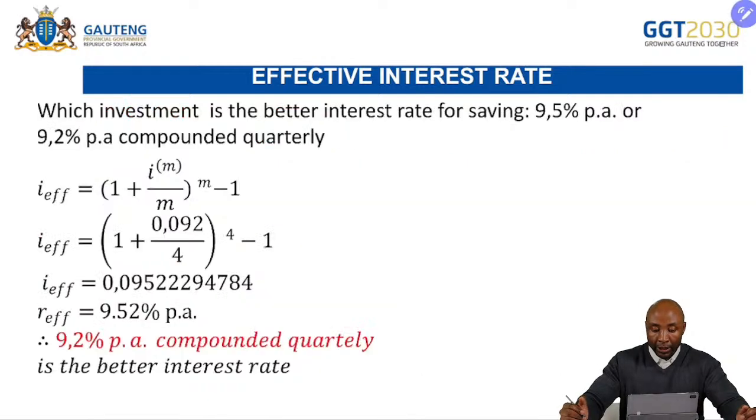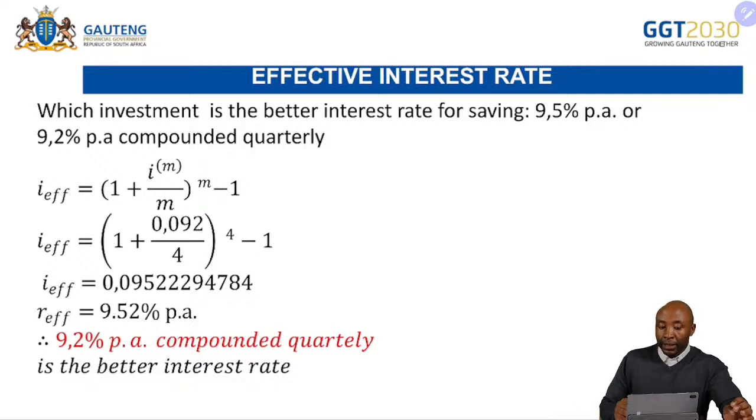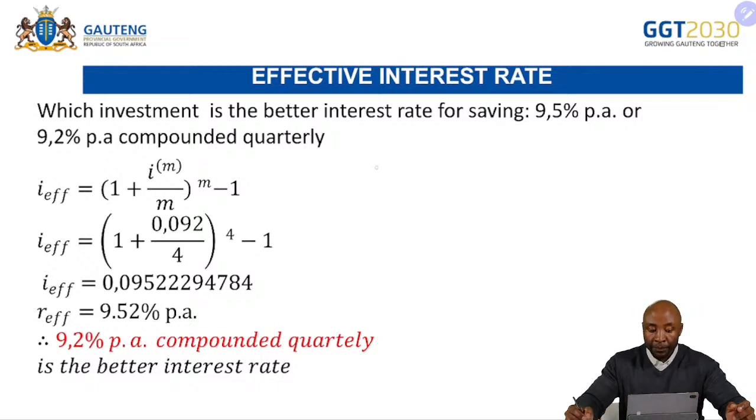Now let's check. We are supposed to find out which investment is better, which is the better interest rate for saving. We are having two: 9.5% per annum or 9.2% per annum compounded quarterly. So in this particular case, we are going to use our formula as I've illustrated above.